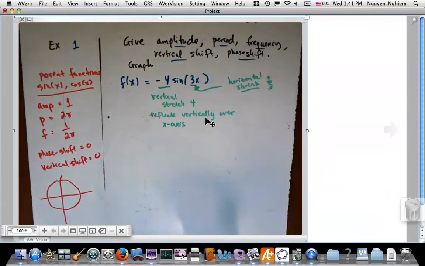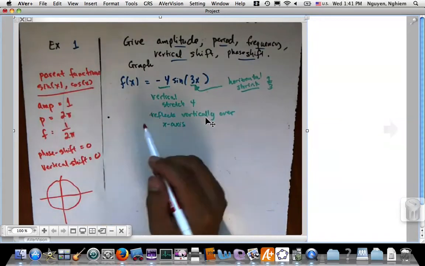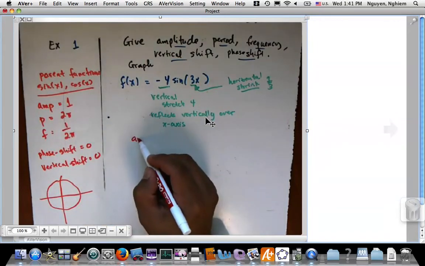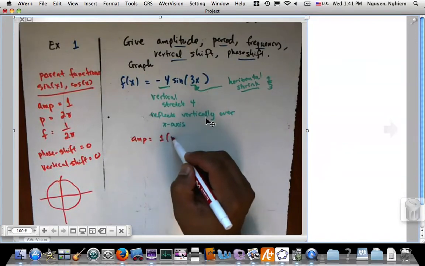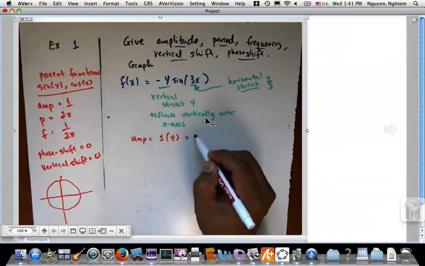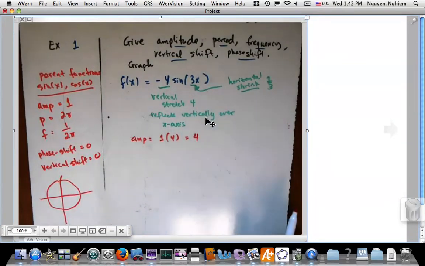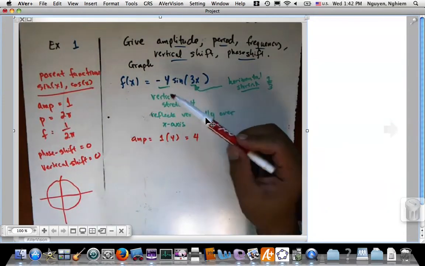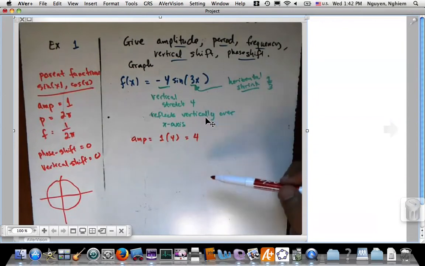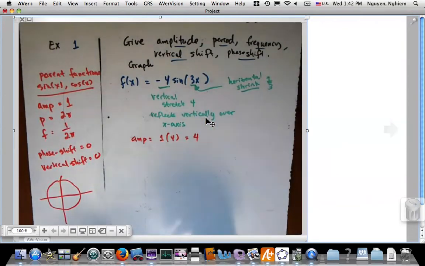So let's start with the amplitude. The amplitude was originally 1, but it's been stretched out by 4. So it's going to be equal to +4. Now, some of you might be wondering, why isn't it -4? Well, this is really just the distance between the top and the bottom. And this negative flips everything, but it doesn't change the distance. And I'll show you the graph of that in a minute, and hopefully that'll clarify this idea.